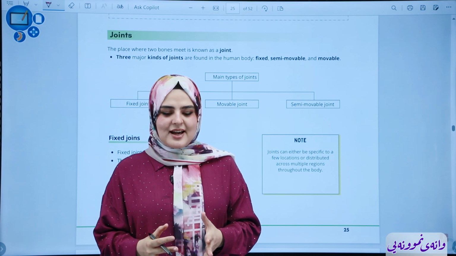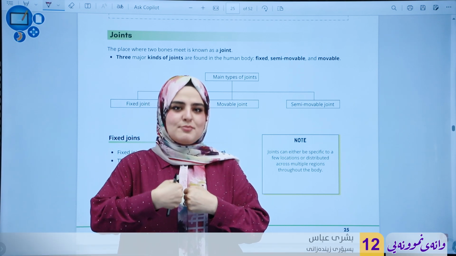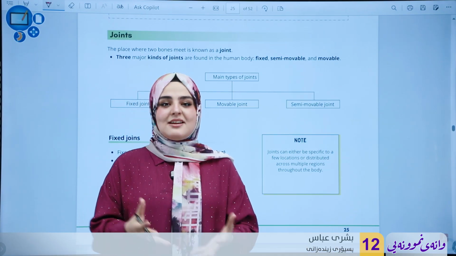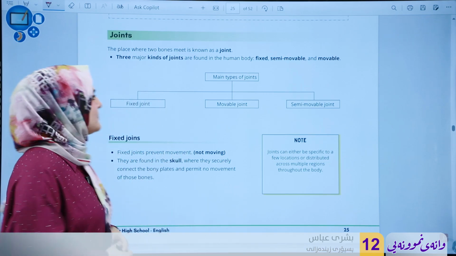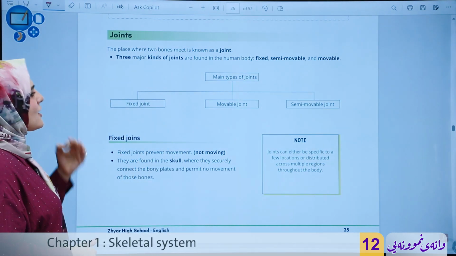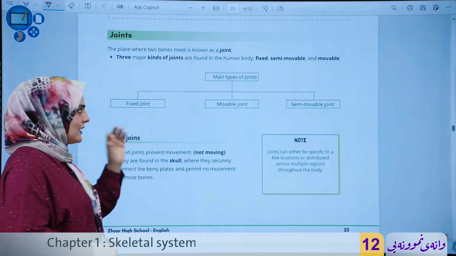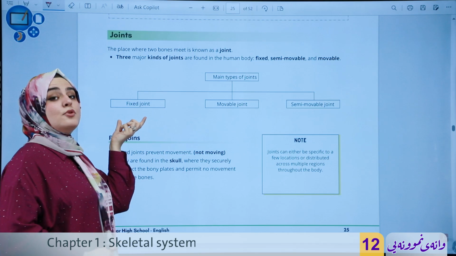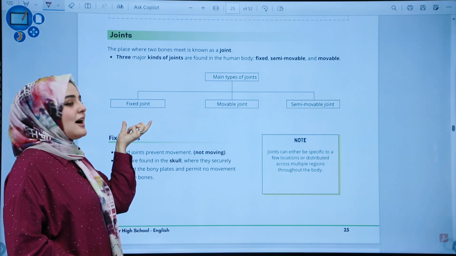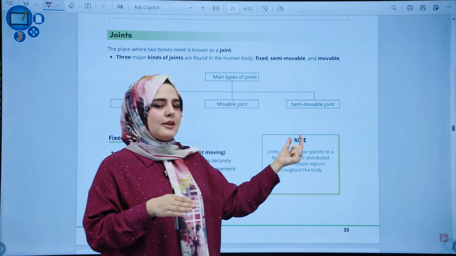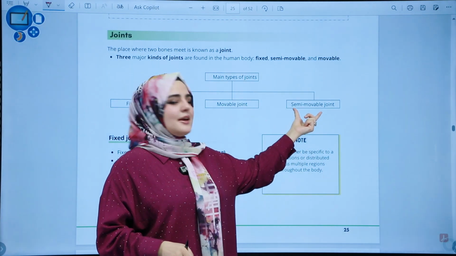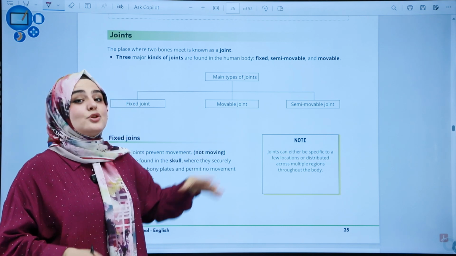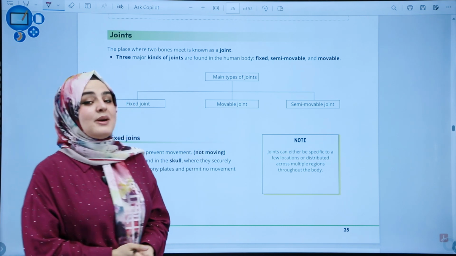So what are joints exactly? It's where two bones meet each other, and the structure is designed to make it easier for us to move. So let's see. Joints are of three main types, based on the way that they move. Some of them don't move at all; we call them fixed joints. Others have limited movement. They move and they don't move, okay? They are called semi-movable. And then we have movable joints, which have a wider range of movement than the other two.